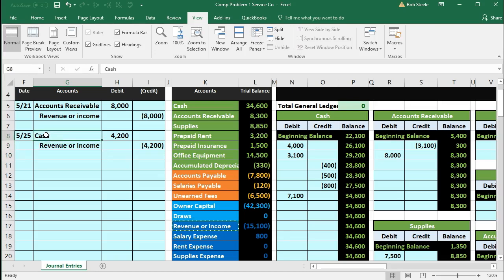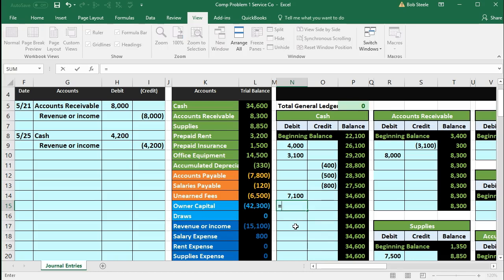Now we're going to post this out. So here's our cash here. It's going to be the first account on the trial balance. Therefore the first account in the GL as well. We're going to find the new row and that will be in 15. Then we're going to use a formula to post it.